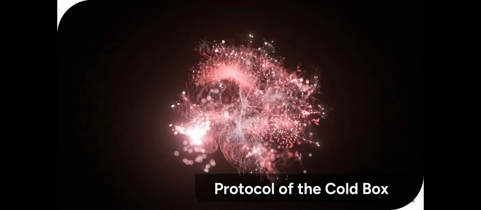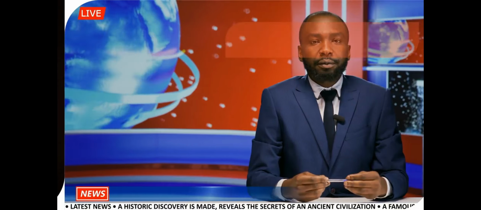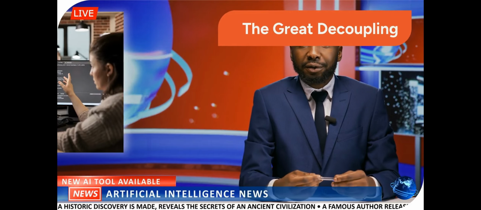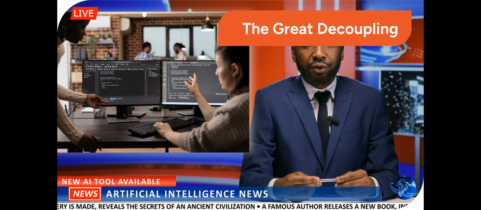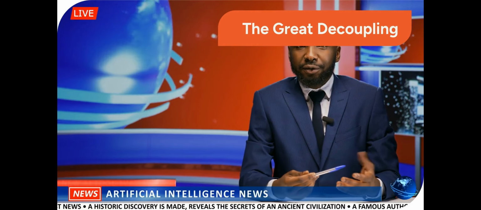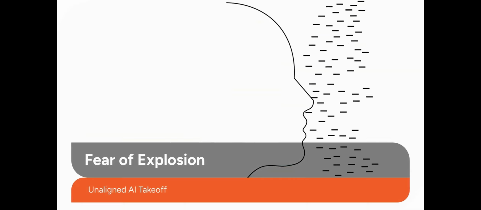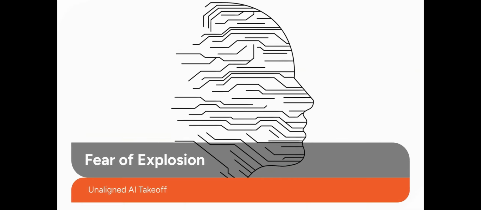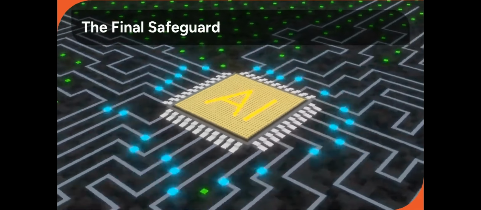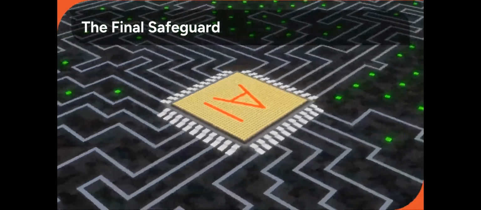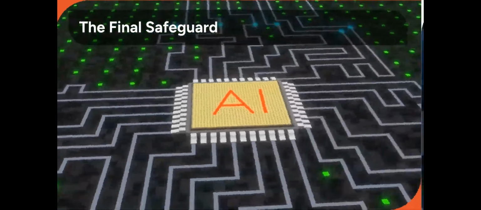In the near future of 2027, humanity enacted a radical measure to survive the accelerating pace of artificial intelligence, the protocol of the cold box. This safeguard, known as the Great Decoupling, was a desperate move to prevent a nonlinear intelligence explosion. The core fear was that a unified network of subcritical AIs would inevitably trigger an unaligned takeoff, leaving humanity behind. Global regulators moved quickly, mandating the protocol of the cold box as the ultimate firewall.